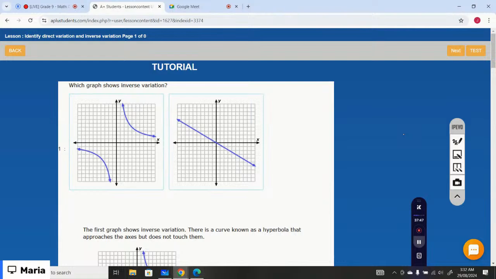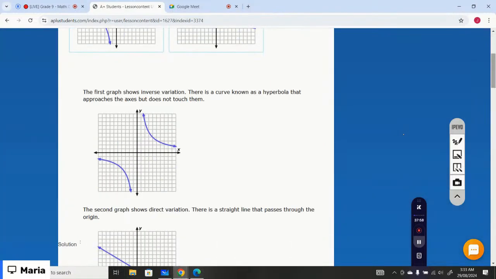Which graph shows the inverse variation? Option 1 or option 2, you are given two graphs, right? Option 1 shows the inverse variation. The second one is the direct variation. The first graph shows the inverse variation. It is a curve known as a hyperbola that approaches the axis but does not touch them. These are the hyperbolas that don't touch the axis.